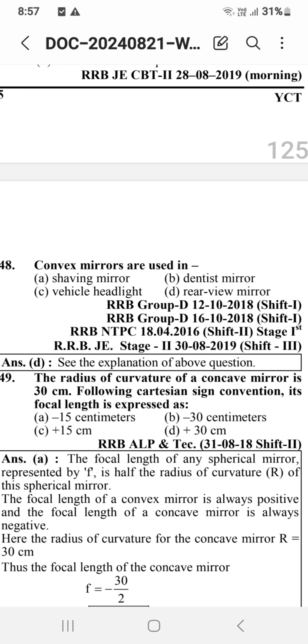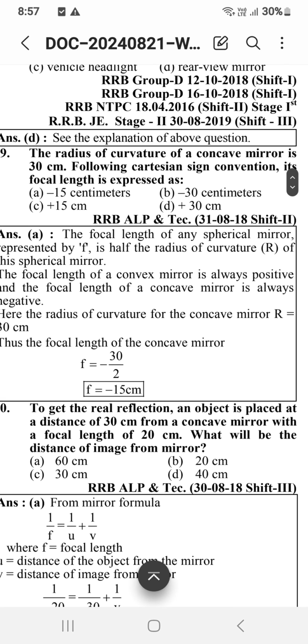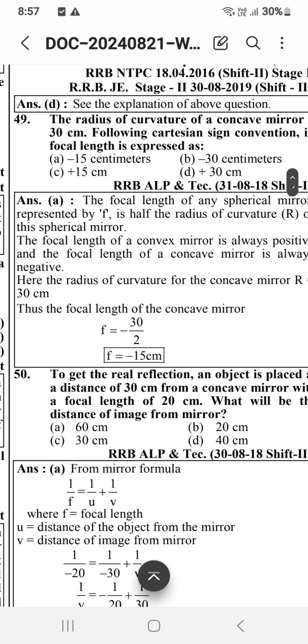The radius of curvature of a concave mirror is 30 cm. Following the Cartesian sign convention, its focal length is expressed as f equals minus 30 by 2, equals minus 15 cm. An object is placed at a distance of 30 cm from a concave mirror with a focal length of 20 cm. What will be the distance of the image from the mirror? 1 upon f equals 1 upon u plus 1 upon v, where f is the focal length, u is the distance of the object from the mirror, and v is the distance of the image from the mirror.